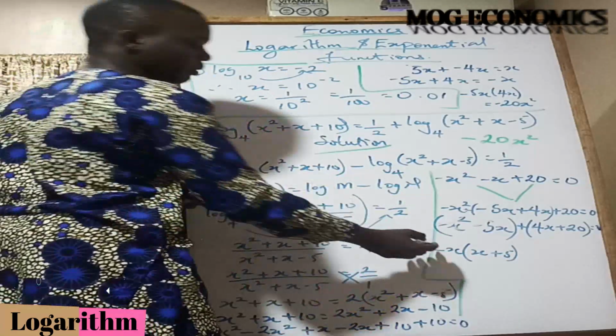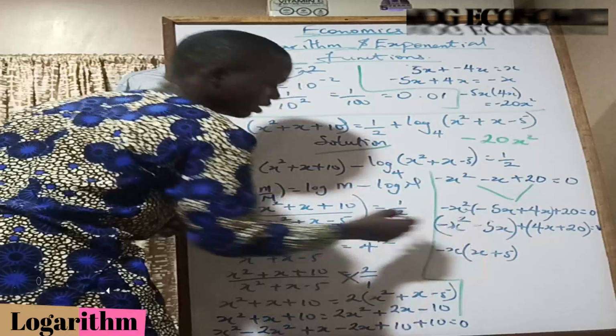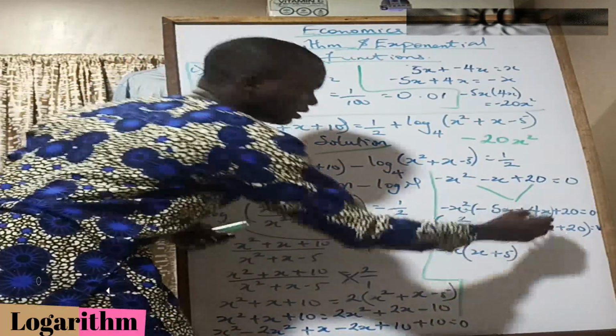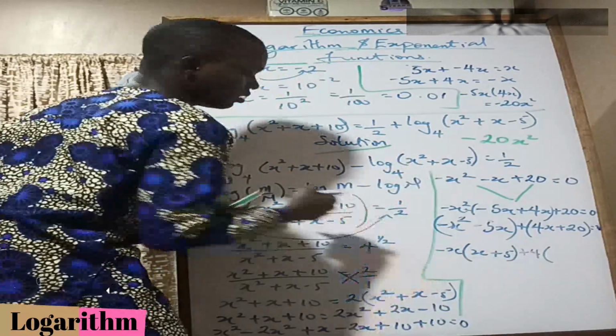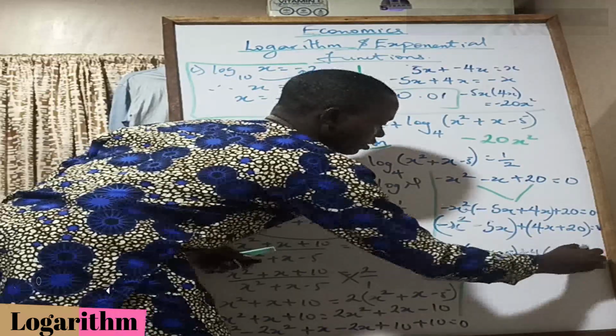Is that correct? Minus x times x is minus x squared. And then minus x times plus 5 will give us minus 5x. Then here I can collect 4 out. 4 into brackets. 4 in 4x is x, plus 5, and equals 0.